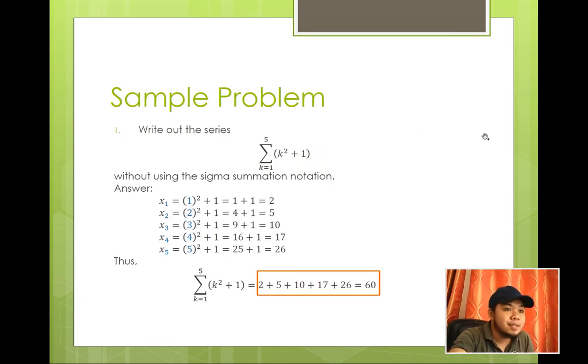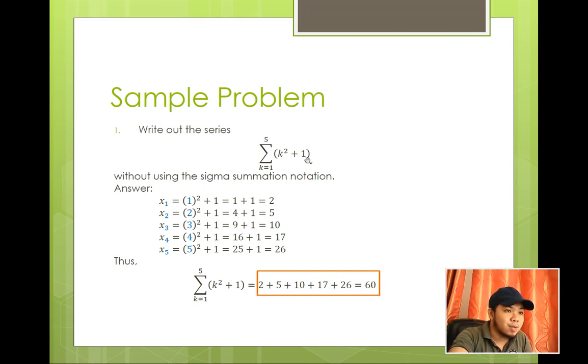So, another sample problem natin. Write out the series daw ng ganito. Summation, sigma k equals 1 to 5, with parenthesis, k squared plus 1, without using the sigma summation notation, simple lang. So, 5 lang naman yan lagi. x sub 1, x sub 2, x sub 3, x sub 4, x sub 5. So, simple lang po ang gagawin natin.